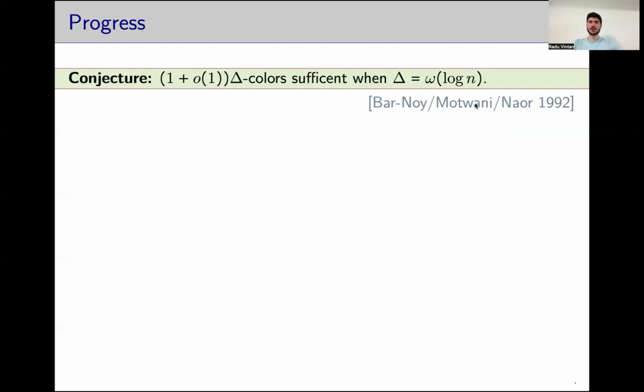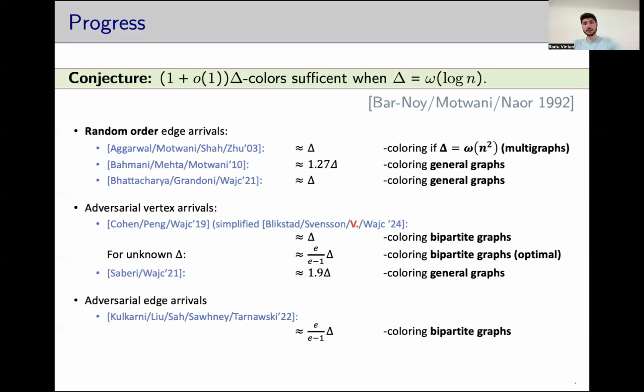So Barnoy, Motwani, and Naor, who introduced online edge coloring, came up with the lower bound and with this conjecture. And since then, there has been a long line of work surrounding this conjecture. But most of it in less general arrival models. So the conjecture has actually been proven for random order edge arrivals. So the edges do not arrive in adversarial order, but rather according to some uniformly at random permutation.